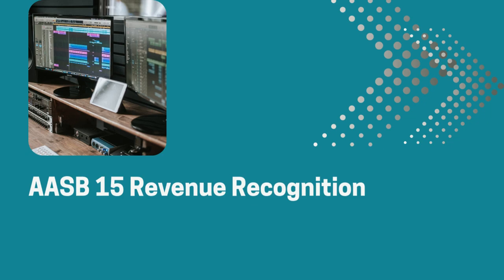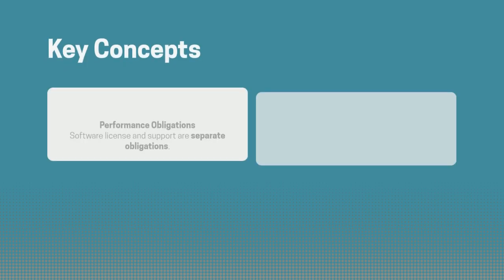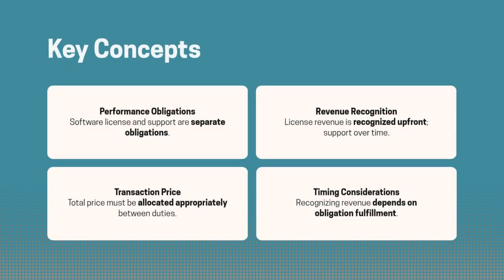AASB 15 also brought in more detailed guidance on accounting for contracts with multiple performance obligations, like our software example. Companies need to identify these separate promises and allocate the transaction price based on their relative standalone selling prices. This can sometimes involve making estimations if standalone prices aren't readily observable.